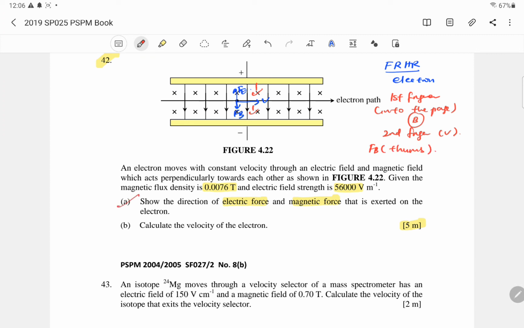Okay, calculate the velocity of the electron. So FB sama dengan FE. So QVB equal to QE. So V equal to E over B. So E is 0.00, B is 0.0076. So dapat V. Okay, tekan calculator. 7.3 times 10 power of 9.